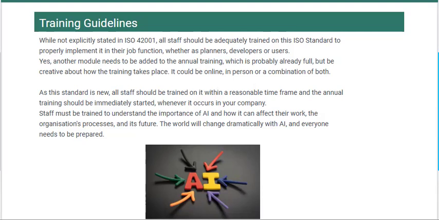As this standard is new, all staff should be trained on it within a reasonable time frame, and the annual training should be immediately started, whenever it occurs in your company. Staff must be trained to understand the importance of AI and how it can affect their work, the organization's processes, and its future. The world will change dramatically with AI, and everyone needs to be prepared.